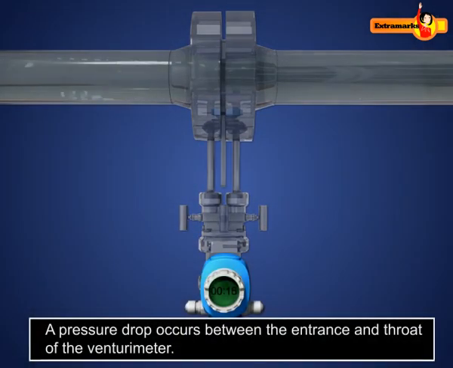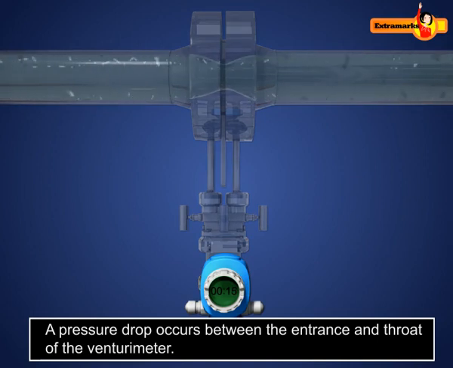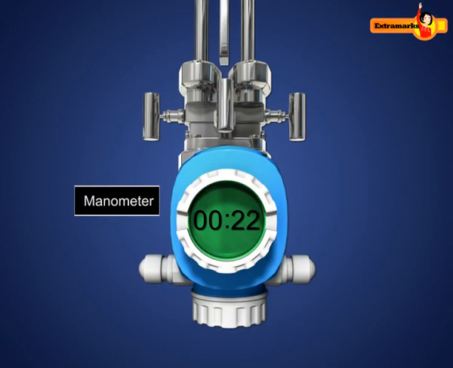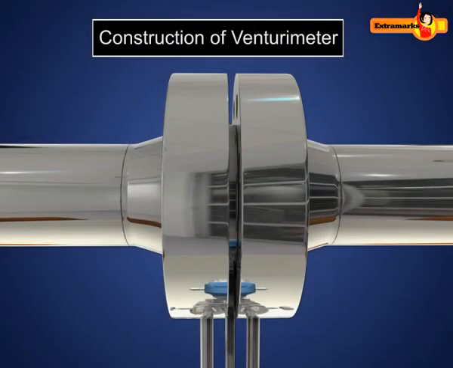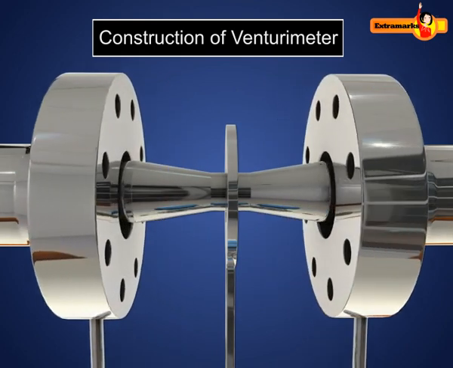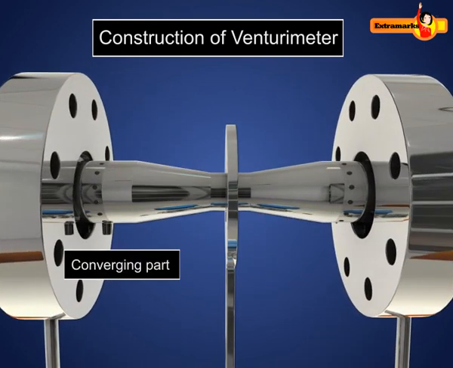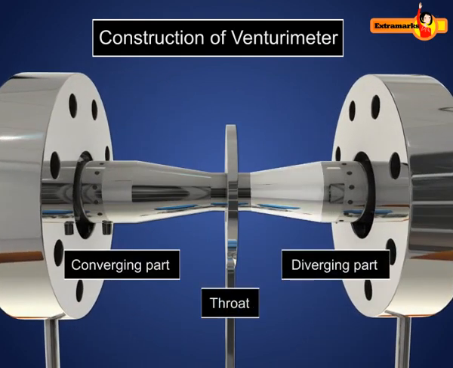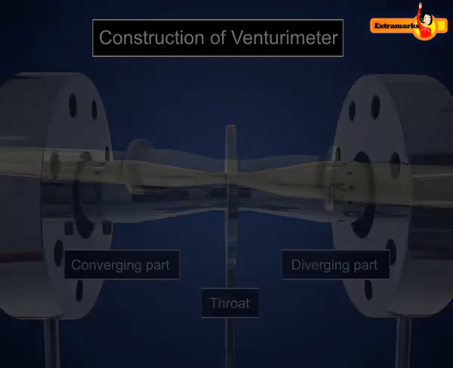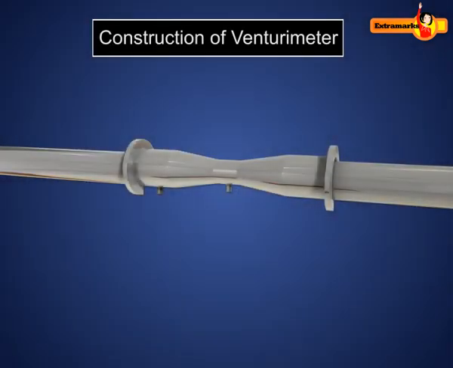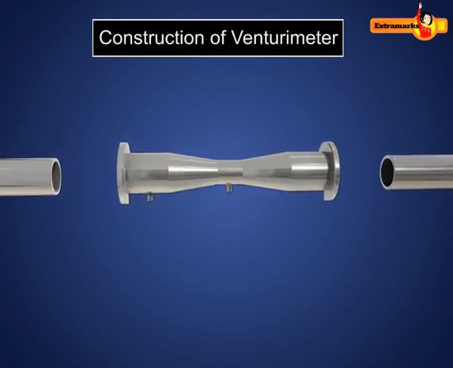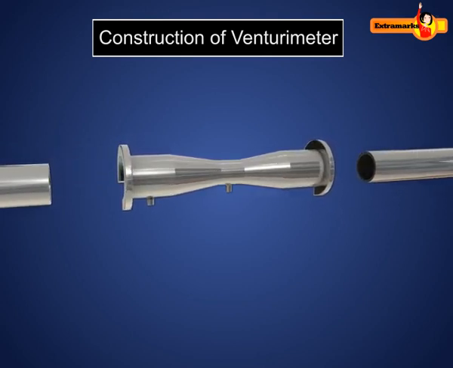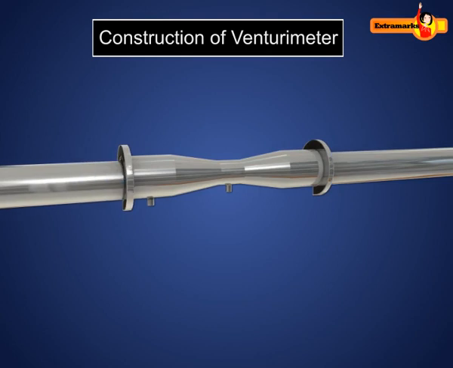The pressure drop that occurs between the entrance and throat of the venturimeter is measured using the manometer. A venturimeter consists of three parts: converging part, throat, and the diverging part. The entry of the venturi is cylindrical in shape to match the size of the pipe. This enables the venturi to be fitted to the pipe.